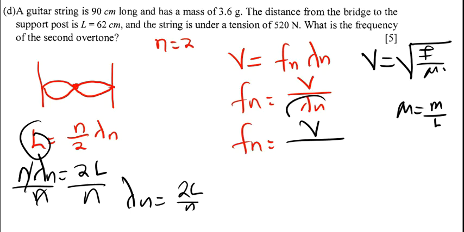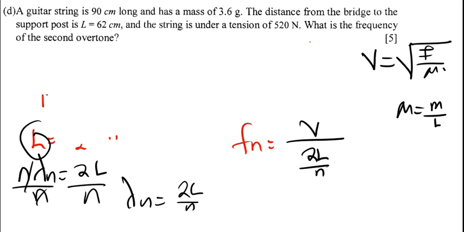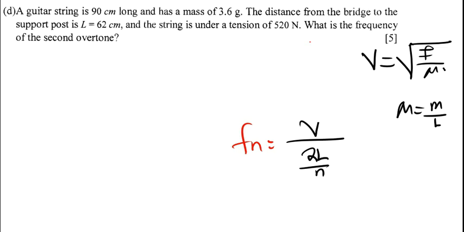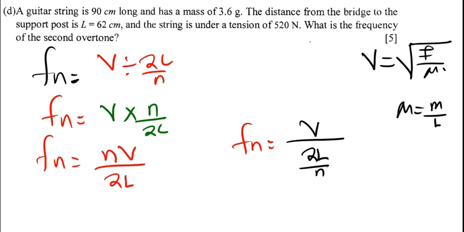So we replace lambda with 2L over n. I'll end up having the fundamental frequency to be V divided by 2L over n. Then it's the same as V times n divided by 2L. Then this is the same as nV divided by 2L. Now this is the formula I want us to use.